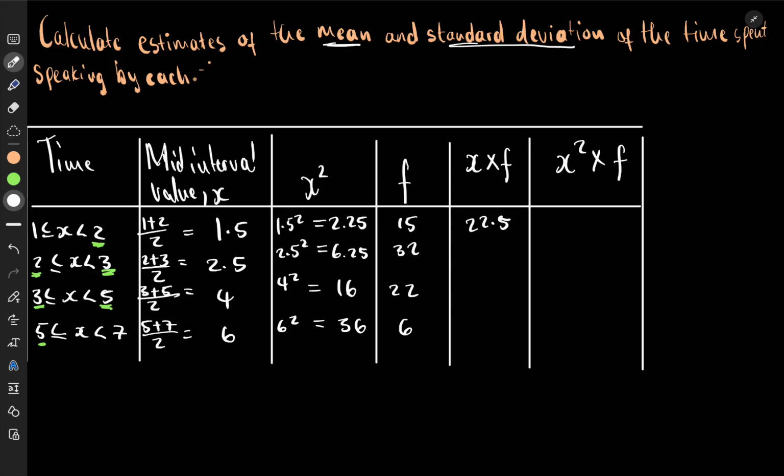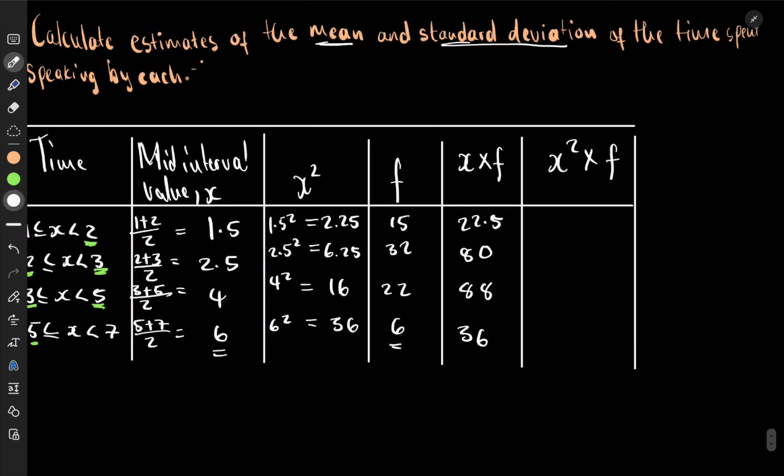And then we say 2.5 times 32, we get 80, right? Then 22 times 4, we get 88. Then 6 times 6, we get 36, because we say this 6 times this 6, right? We are multiplying x and f. Now we are multiplying x squared and f. So it's 2.25 times 15. So 2.25 times 15, we get 33.75.